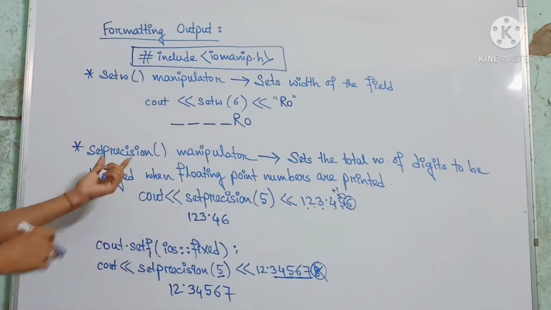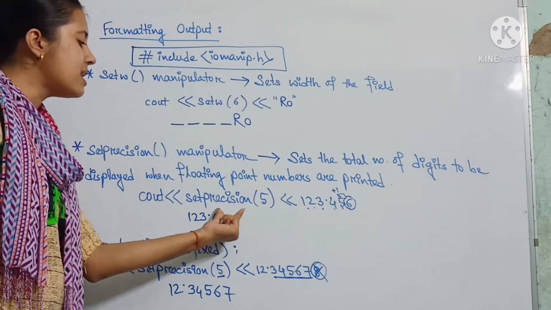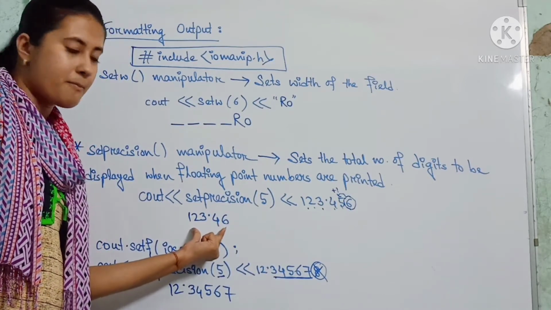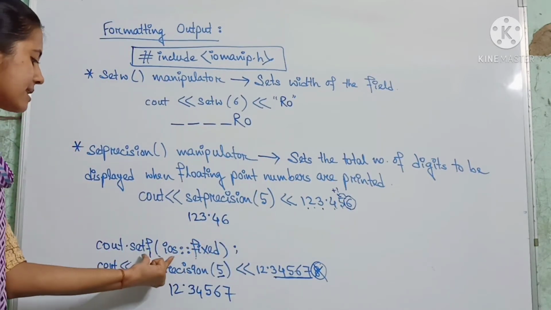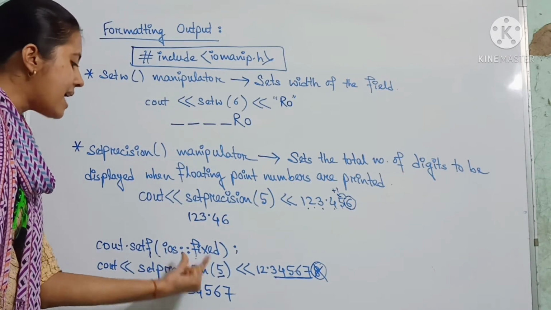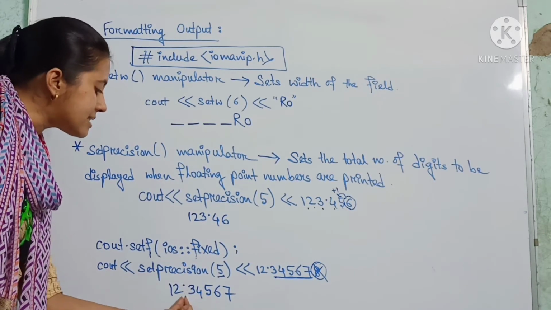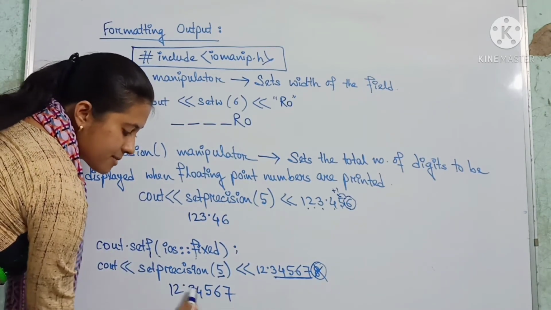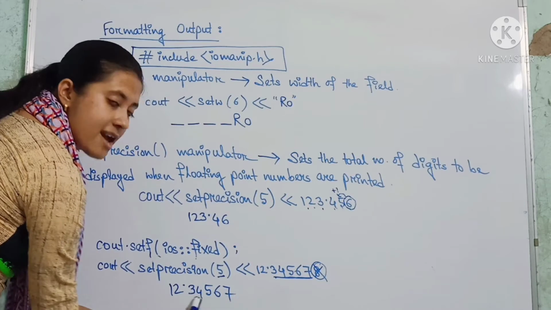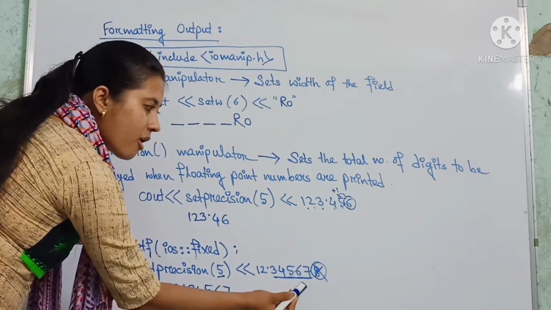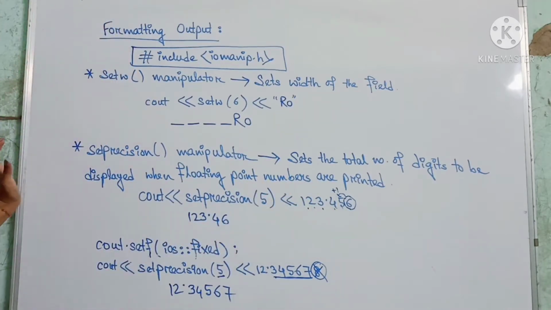Clear? So if you have only setprecision, then it will calculate the total digits in the floating point number, and if you assign the flag ios::fixed before this setprecision, then it will count the number of digits after the decimal point. You see, after the decimal point it has counted 5 places of values, and here there will be no rounding off, while there there will be rounding off. Clear?